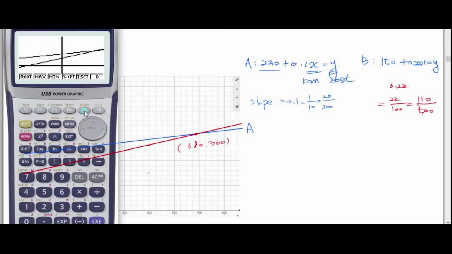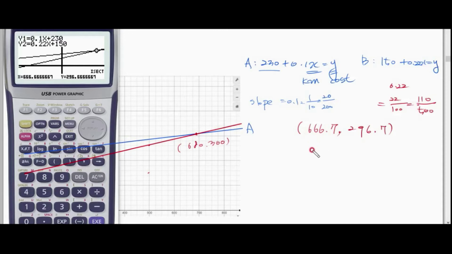And then let's go to G-Solve and find the intersection. The x is 666.666, it just keeps going. Then it will be 666.7. And the y value right here is 296.7. I'll write it again because the 6 is repeating. And in this graph, it means that in the case of B, it's way cheaper to start, but if you drive more than 666.7 kilometers, it will be more expensive compared to A.